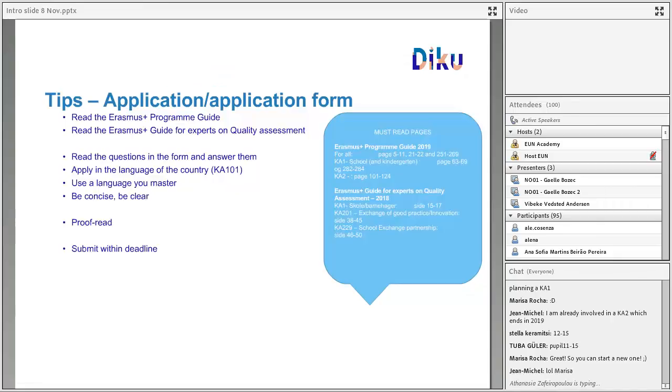When you are in your application, read the questions and answer them. Apply in the language of the country when it comes to a mobility project, and use a language you master. It is rather difficult to read an application where the language is not correct. When you're answering the questions, be concise and clear. Get someone to proofread your application before you submit it. And last thing, submit within the deadline.